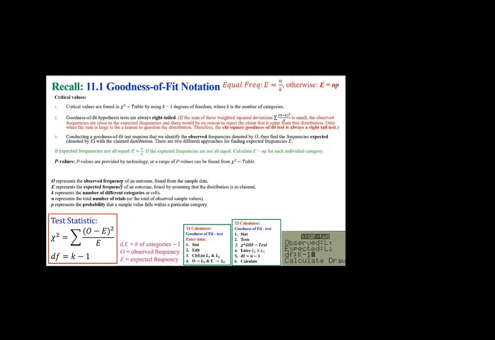And I'm explaining here as to why it's a right tail test. If the sum of this weighted square deviation is small, the observed frequencies are close to the expected frequencies, and there would be no reason to reject the claim that it came from the distribution. Only when the sum is large is there a reason to question the distribution. Therefore, the chi-square goodness of fit test is always a right tail test.